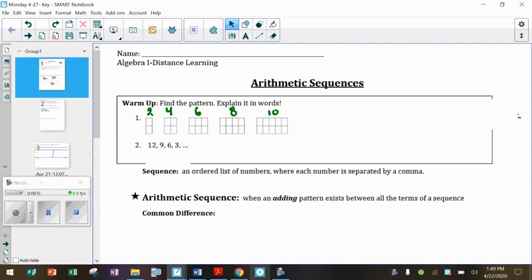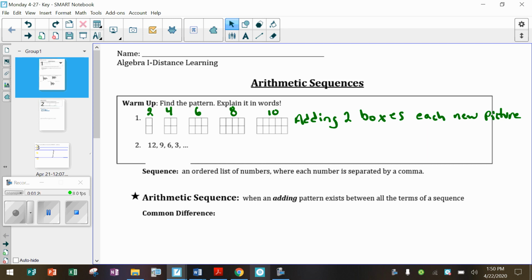So a sequence is a pattern with numbers. In this case, we are increasing the number of boxes by 2 each picture. Now, an arithmetic sequence is a pattern of numbers that increases by adding or subtracting, because subtraction is technically adding a negative. So adding a negative, subtraction, the numbers can go down.